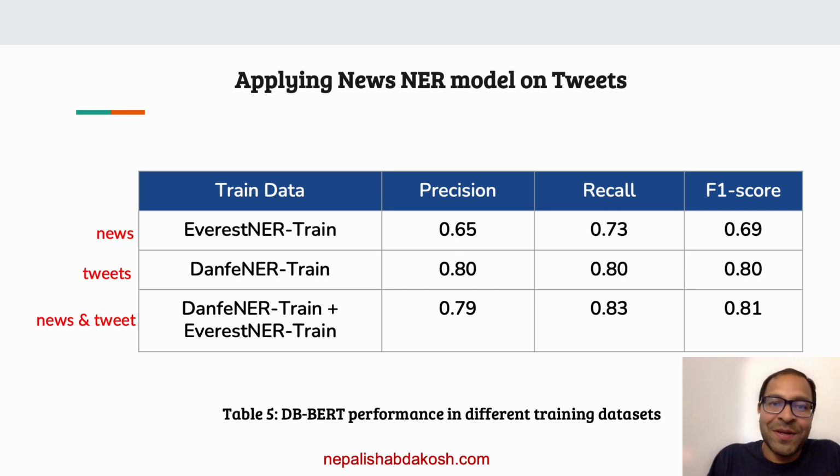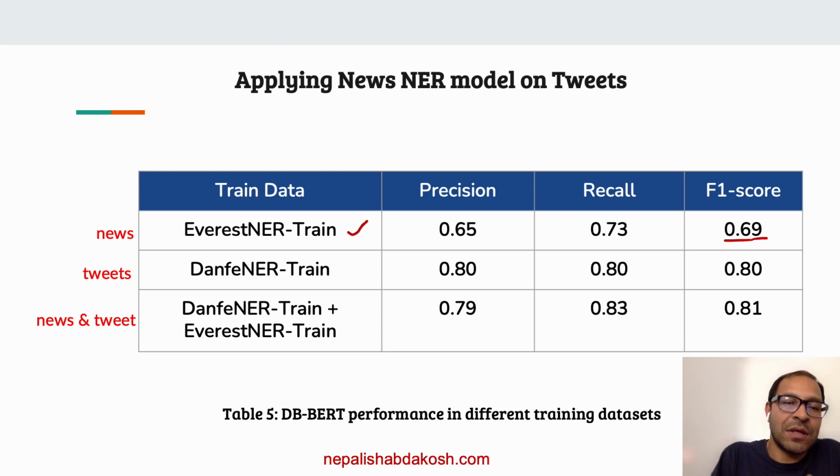Here, we did some experiments to understand how the formal NER model trained on formal news articles performs on tweets. In the first experiment, we took the best performing model and trained it using the news articles training data, which is Average NER train, and we tested that on the tweet test set, which is the DanfeNER test set, and we got an F1 score of 0.69.